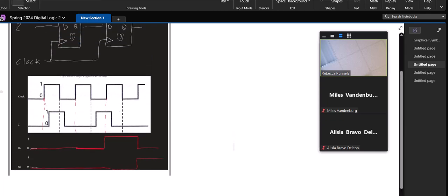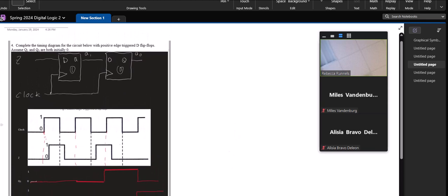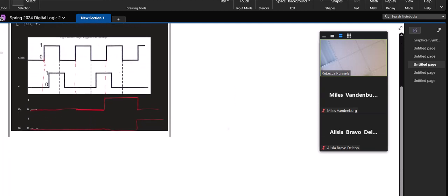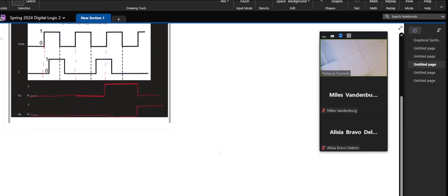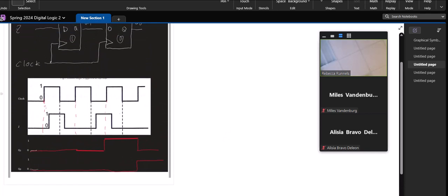I don't remember doing this example before. But we'll see more examples of sequential circuits. I think the very next one is as well. Yep.